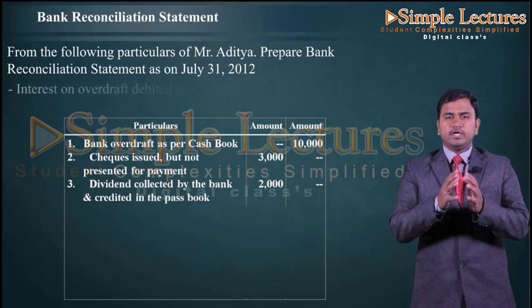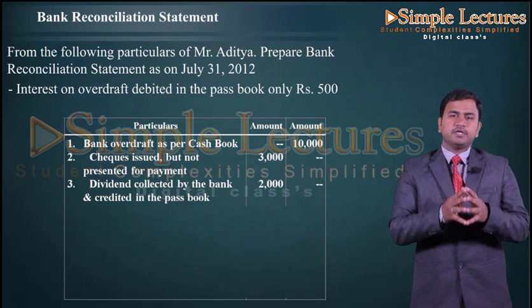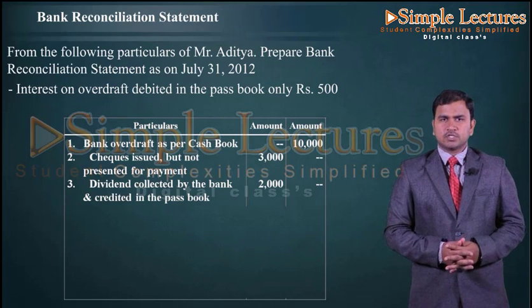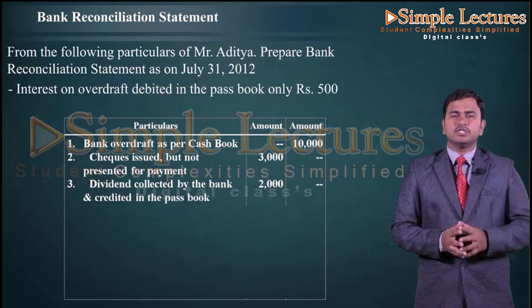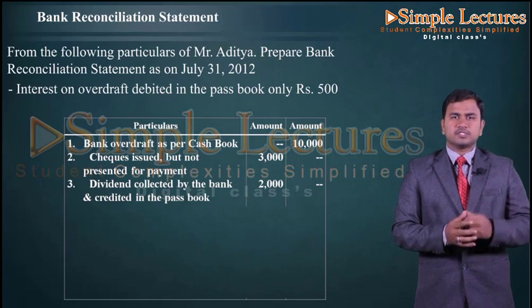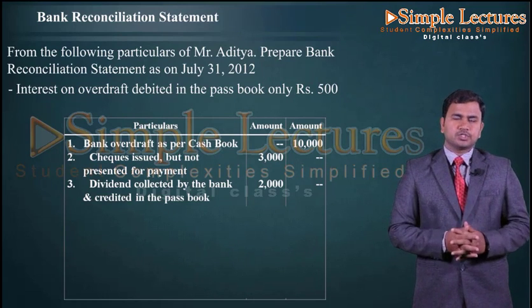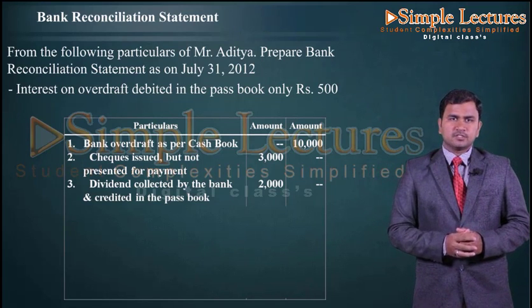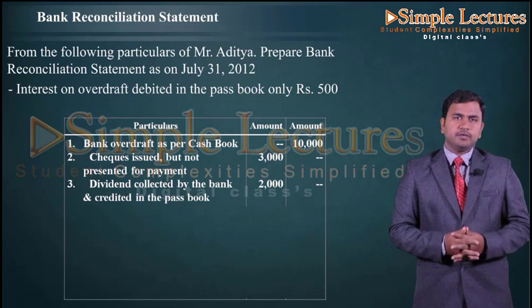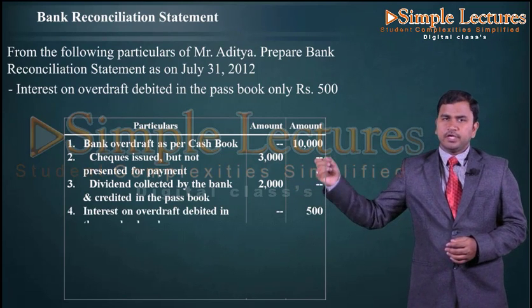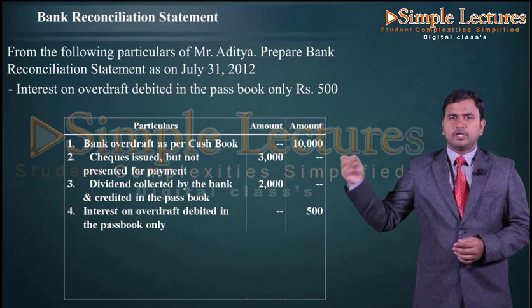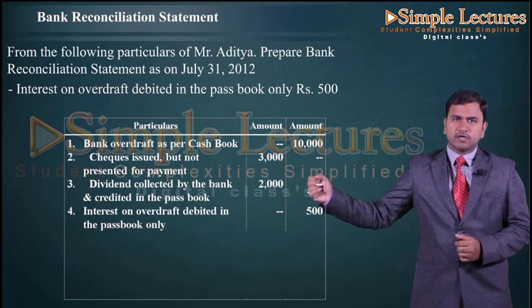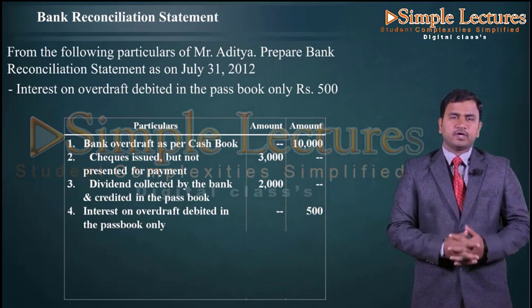Then we have interest on overdraft debited in the passbook only. So the bank is charging interest on overdraft, which is debited only in the passbook. When coming to the cash book it was not debited, that we are going to show in the negative amount column so that it will be considered in the negative balance, where even this has to be paid. So serial number 4, interest on overdraft debited in passbook only, or we can write only interest on overdraft, in negative amount column 500.